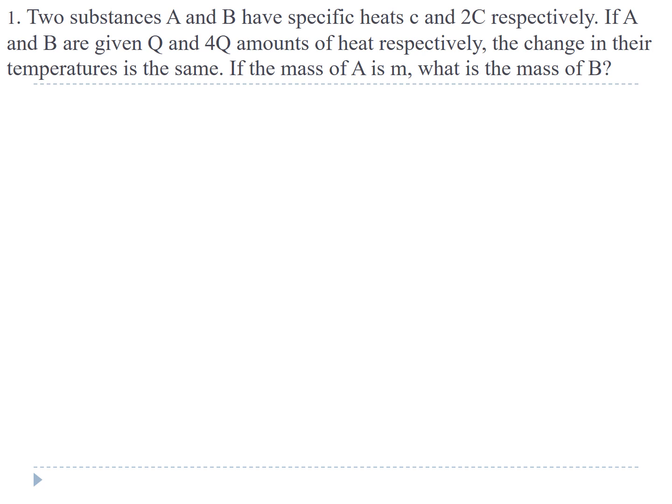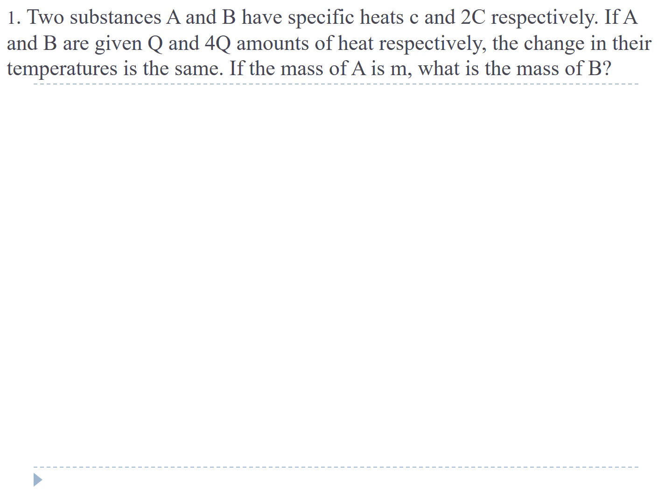Okay, that is the main reason why the word respectively is used. Whichever substance is written first, that will have the first specific heat. Whichever substance is written second, that will have the second specific heat. So A has a specific heat of C and B has a specific heat of 2C.